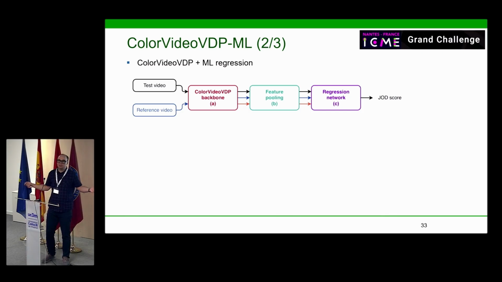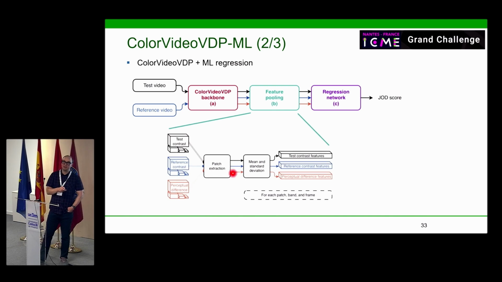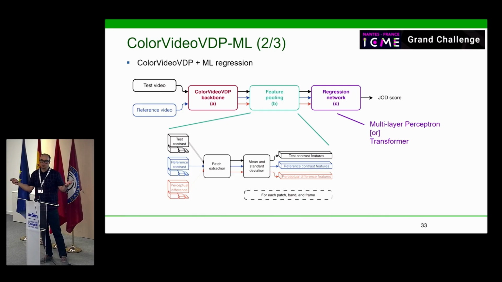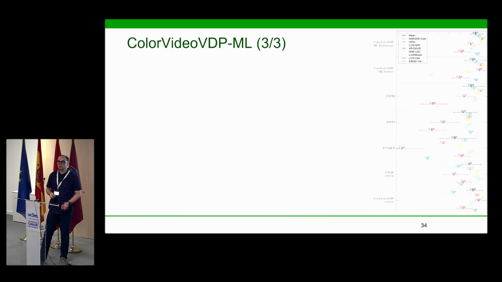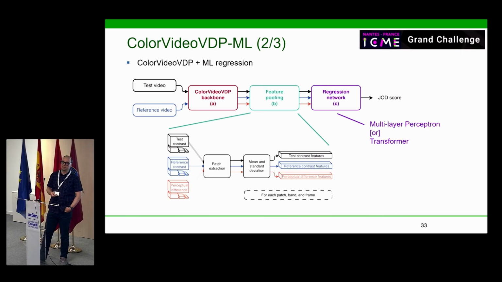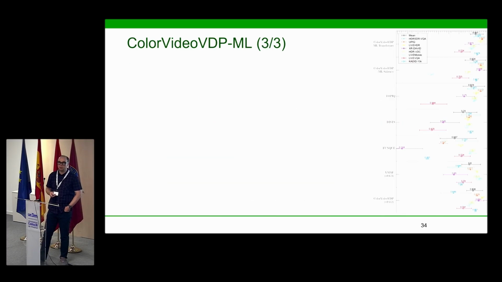What can we do? Obviously, if we don't know what to do, we throw machine learning at it. So this is what we did. We use ColorVP as our backbone because it provides all the psychophysics, all the display modeling, and so on. Then we encode the response of ColorVP as features by computing mean and standard deviation in small patches of the same size. And then we pass it to a multi-layer perceptron or transformer or whatever is your favorite machine learning regressor. And then, this was actually submitted for the ICME Grand Challenge. And we did quite well in that challenge.